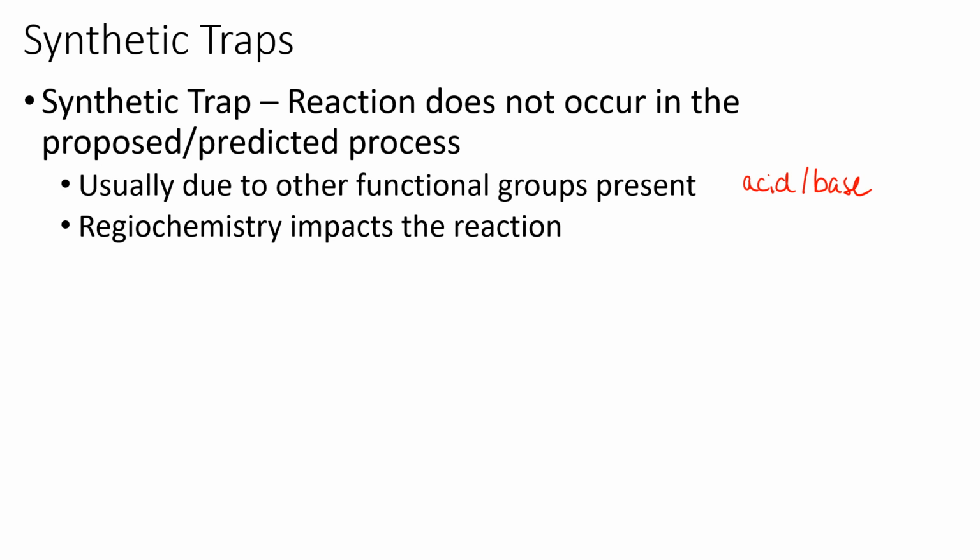Another synthetic trap that we have to watch for is our regiochemistry and how it can impact a reaction. This is where we have to remember how primary, secondary, and tertiary positions react differently and how they can impact different types of reactions as well. We're also going to have to look at kinetic versus thermodynamic controlled reactions. So will we produce the fastest product under the conditions that we have specified, or are we going to produce the most stable? Again, we're going to have to look at a variety of different things to make sure we don't get caught in a synthetic trap.